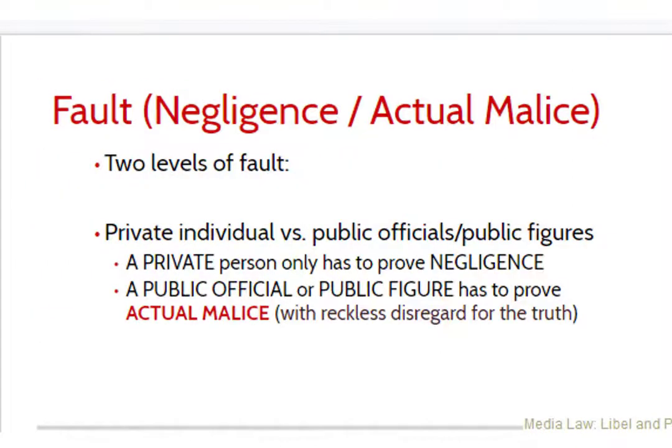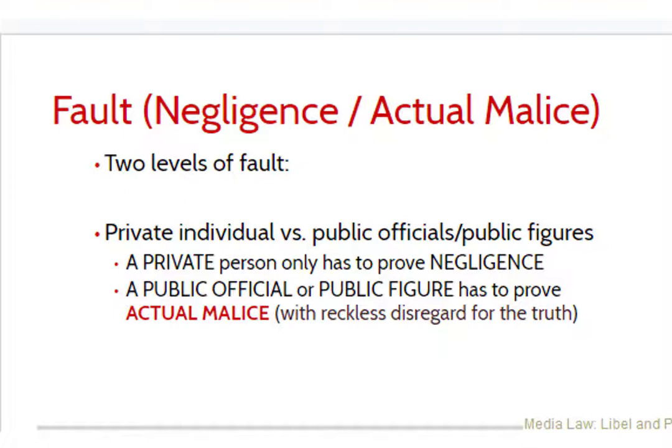The last would be fault, or negligence, or actual malice, and this is going to be explained a lot more in depth. There's actually two levels of fault. You have a private individual versus a public official or a public figure. A private person only has to prove negligence, whereas a public official or a public figure has to prove actual malice. There's a federal rule that prohibits a public official from recovering damages for a defamatory falsehood relating to his official conduct unless he can prove the statement was made with actual malice. Again, that's with knowledge that it was false or with reckless disregard of whether it was false or not.